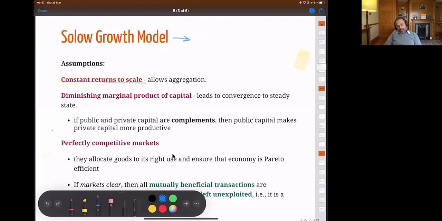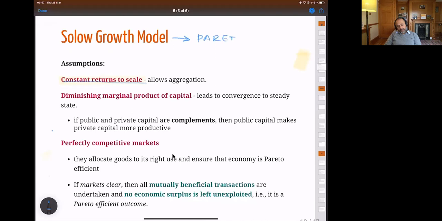The Solow growth model gives you a Pareto efficient outcome. So what the Solow growth model is saying is that markets work, they allocate all the goods to their right use and ensure the economy is always Pareto efficient. That means all the mutually beneficial transactions have taken place. So the Solow growth model is telling you that an economy is efficient, yet it is poor, right? So it's not poor because it's inefficient. It's poor in spite of being efficient, okay?